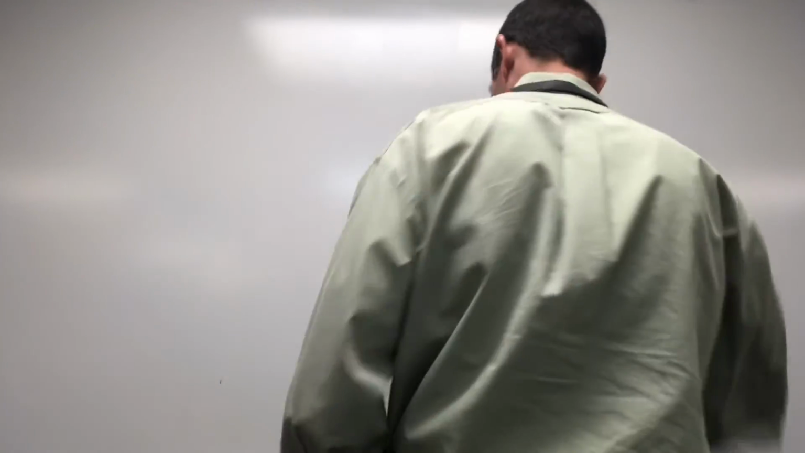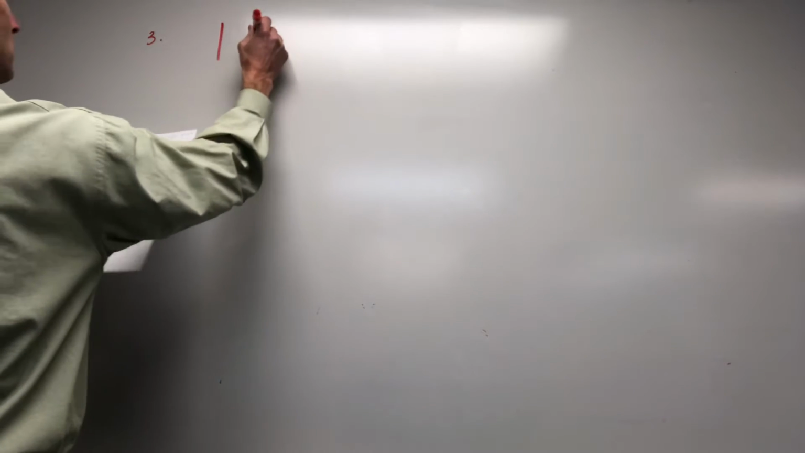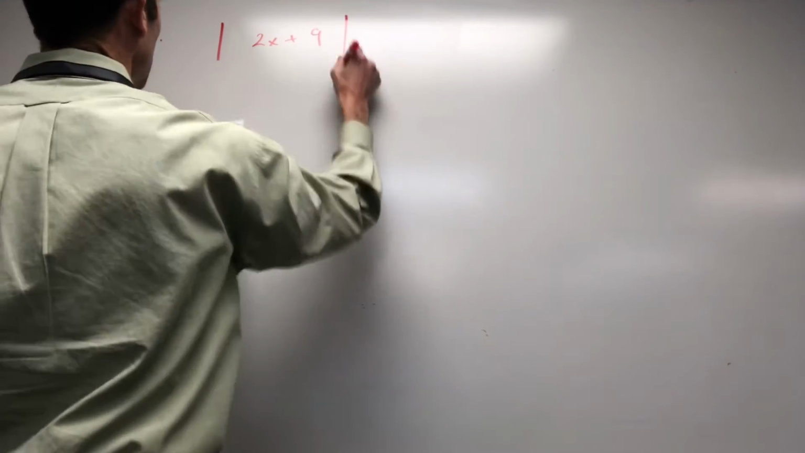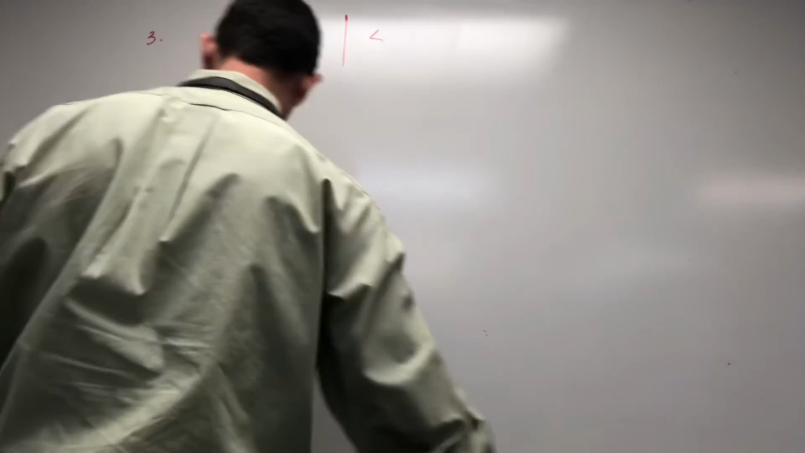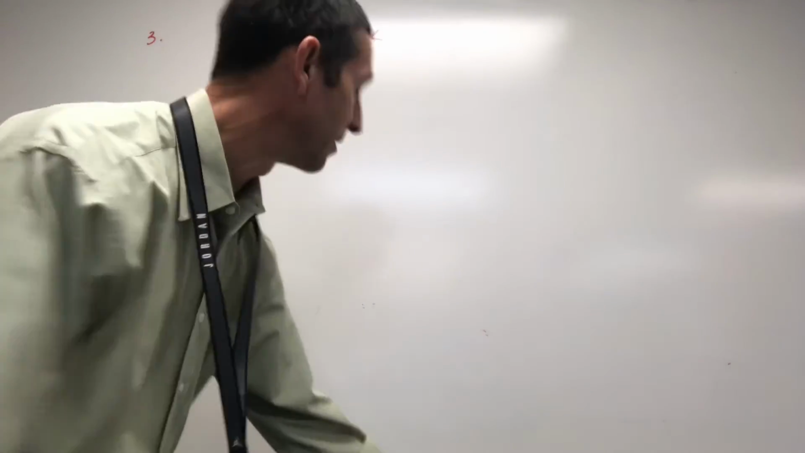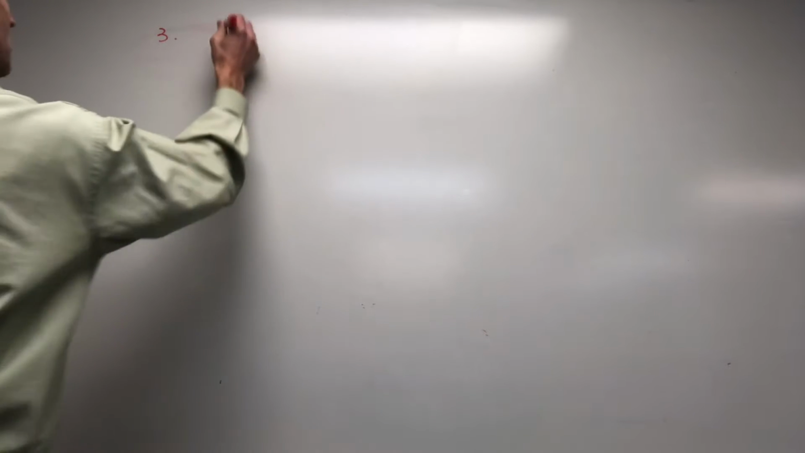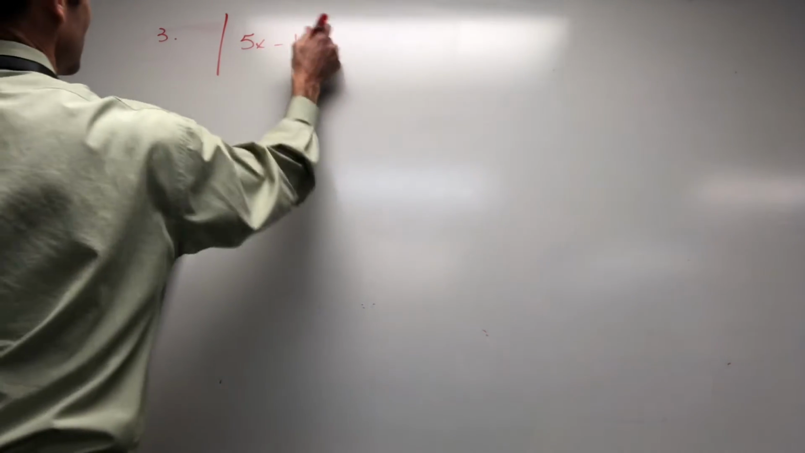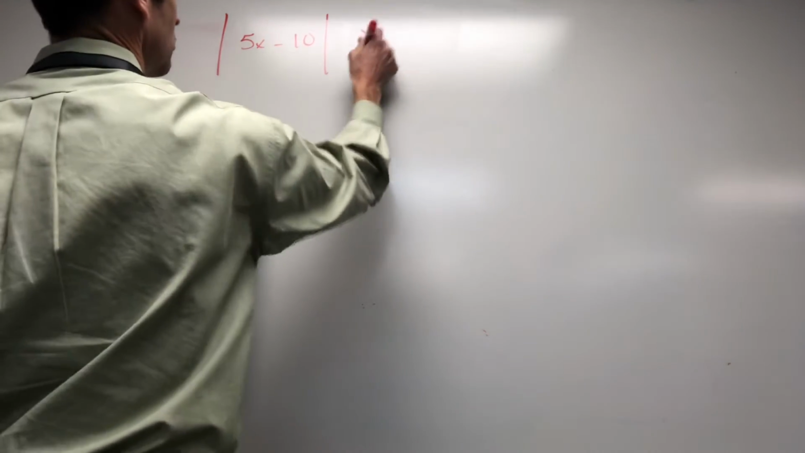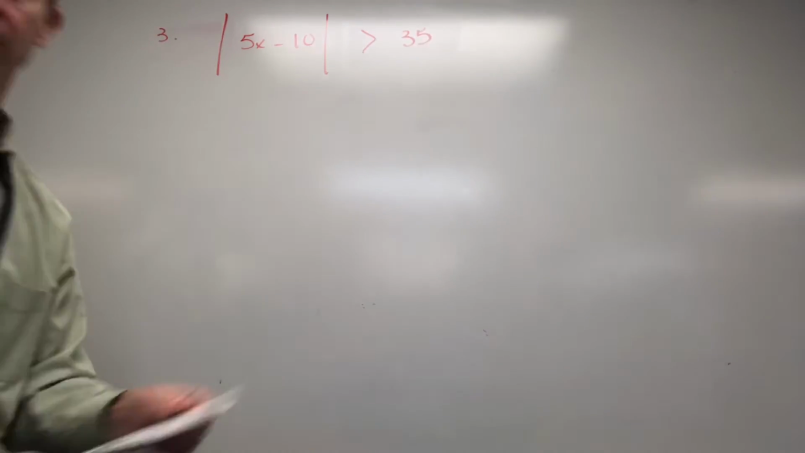All right. Let's do an example of greater than, number 3. Whoops, that's the wrong one. Sorry. Number 3, greater than: 5x minus 10 greater than 35.